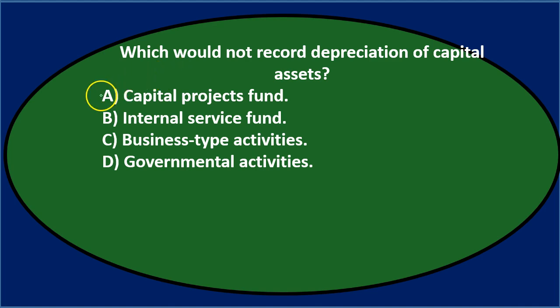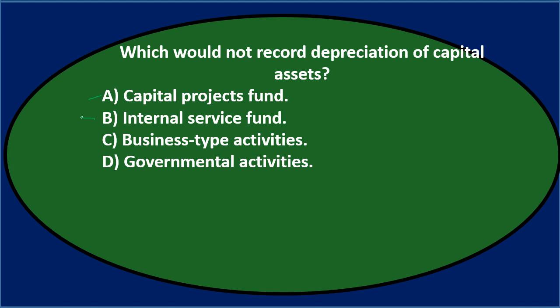Capital project fund. Well, it's a fund, so I would think that it possibly could be using modified accrual and therefore wouldn't be using depreciation. The second is the internal service fund. Again, it says fund. So the question then is, is it a governmental fund or not? And then C says business type activities.